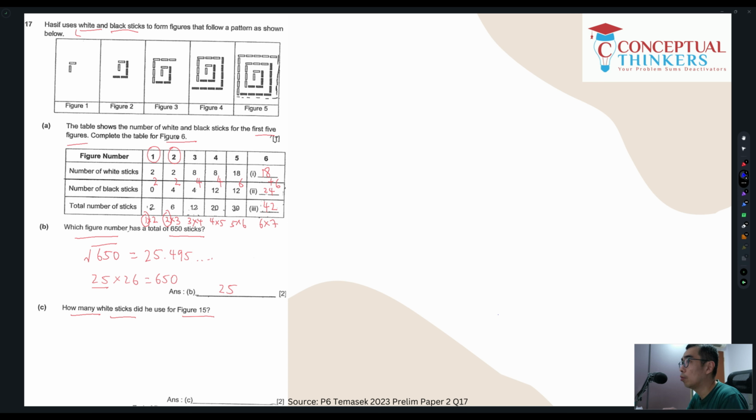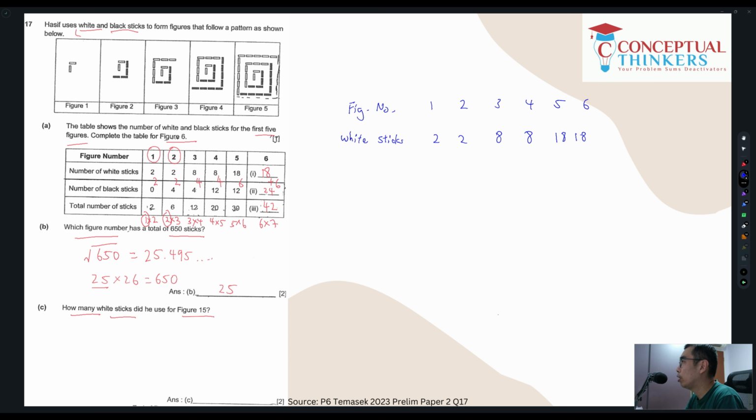Now, to do part C, I will need to focus on just the white sticks. So I'm going to write down on this space here. So we have figure number. Then I'm looking at the white stick. Okay, so if you have figure 1, 2, 3, 4, 5, 6, then if you look at the white stick, it will be 2, 8, 18. Okay, now you notice that all the numbers are even numbers. Next thing, you also notice that the change from 2 to 8 is actually an addition of 6. Then 8 to 18 will be an addition of 10.